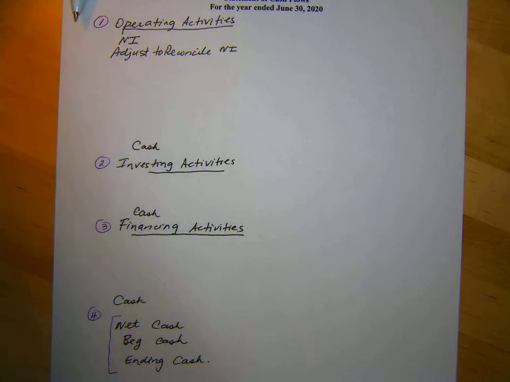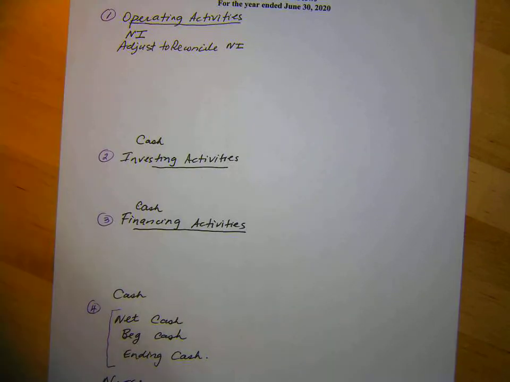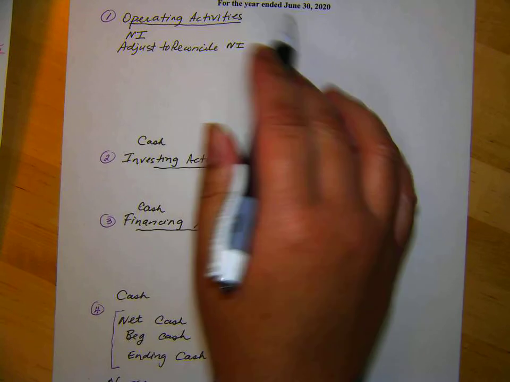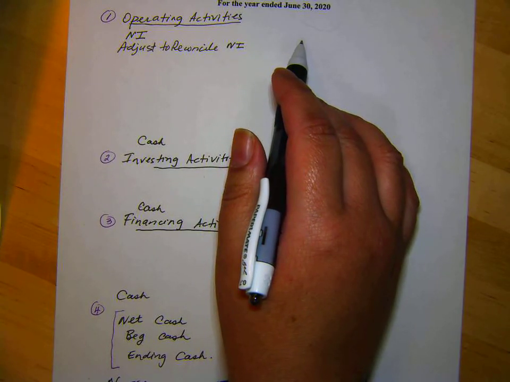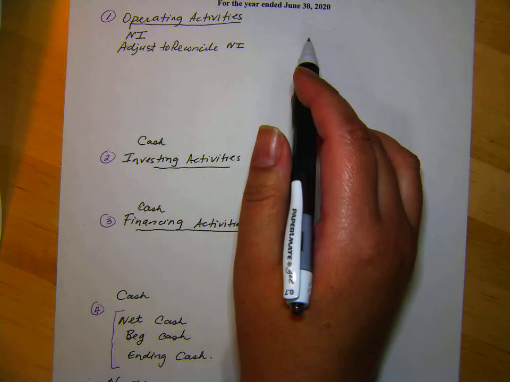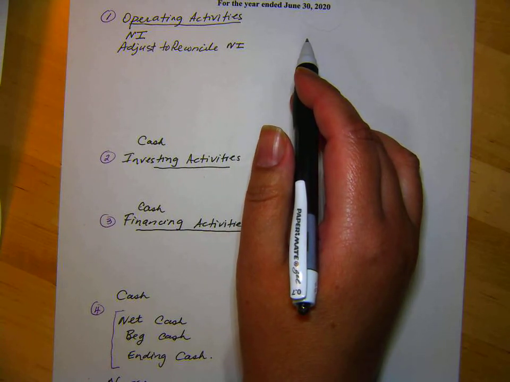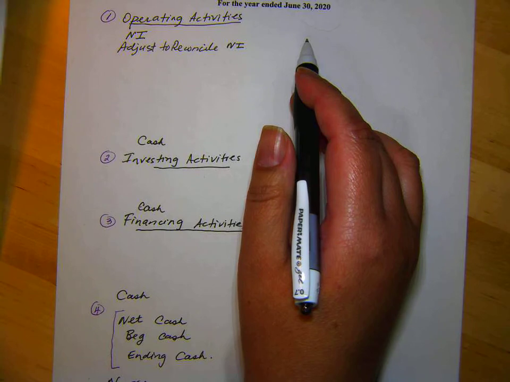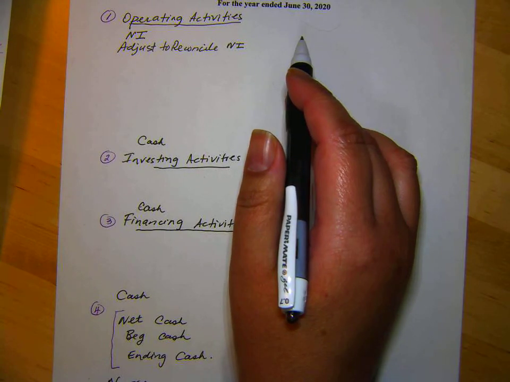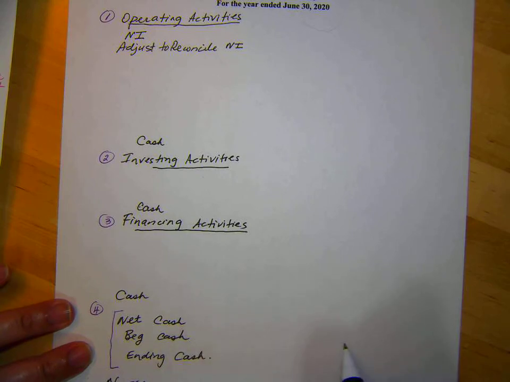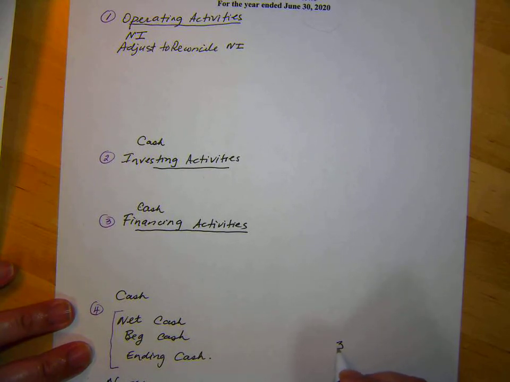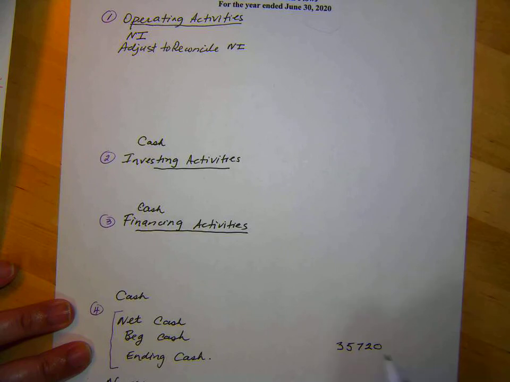So let's start with the statement of financial position. Okay, we know we've got a place saved for net income. So now we go to the cash balances. Our cash balances, we started with 35720. So that's our beginning cash. 35720.